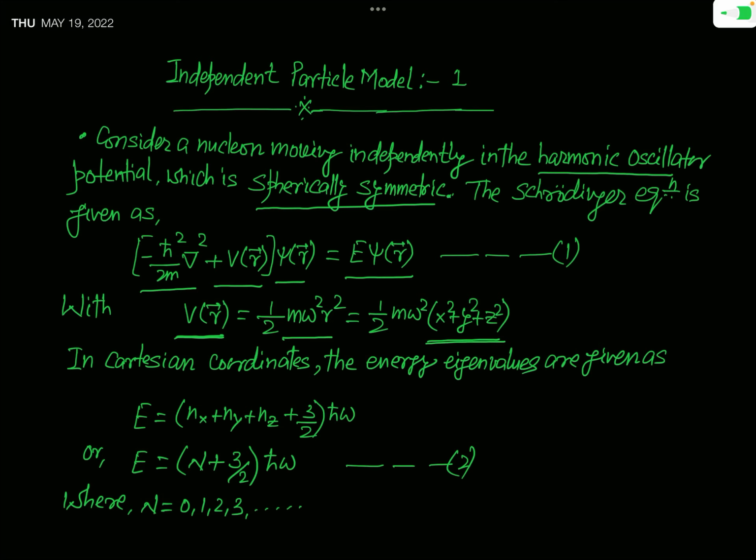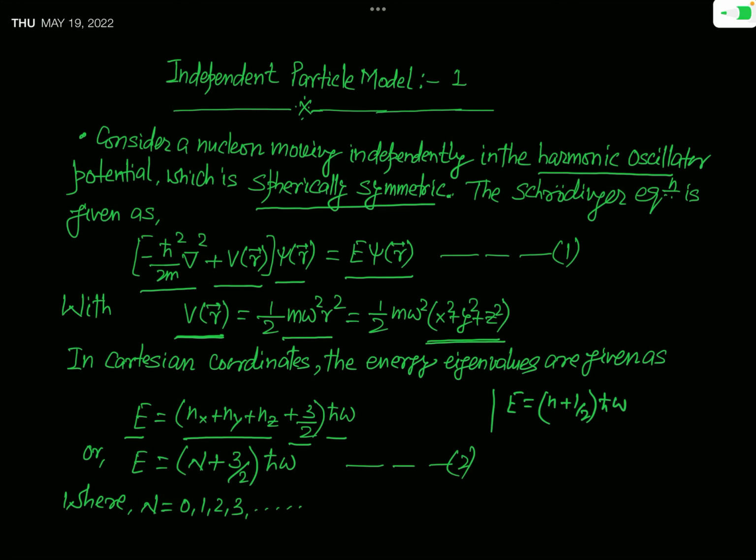I have not solved this equation here. If you see my course on quantum mechanics, you can find the solution of this equation, where you will find that, for the three-dimensional harmonic oscillator, the energy eigenvalue in Cartesian coordinates comes out to be E equal to nx plus ny plus nz plus 3 by 2, times h bar omega. As you know, in the case of the one-dimensional harmonic oscillator potential, E is equal to n plus half, times h bar omega.